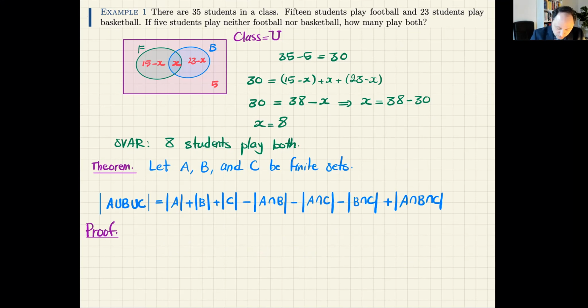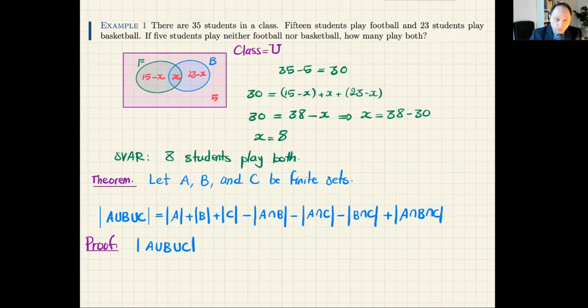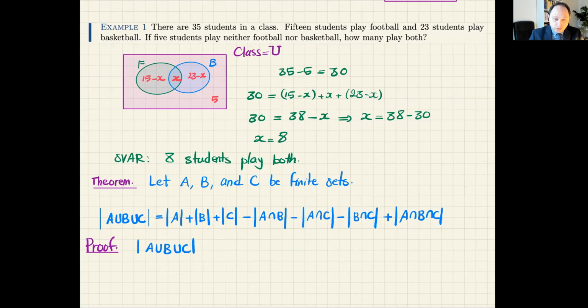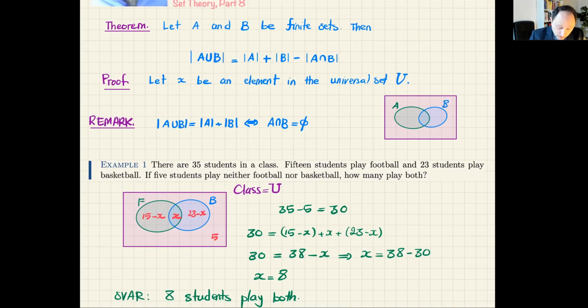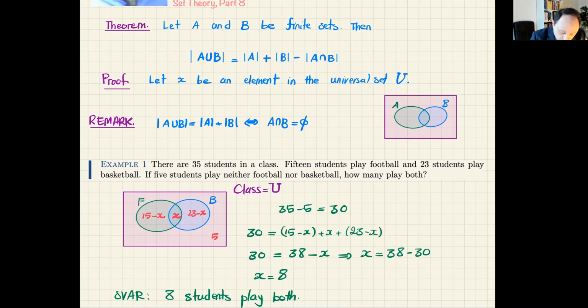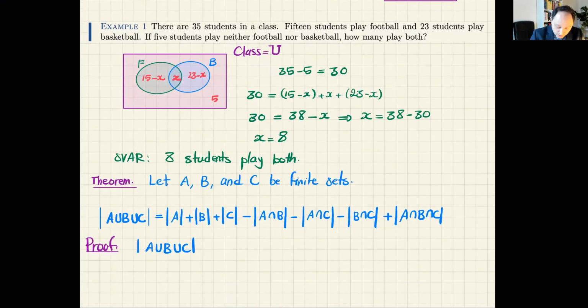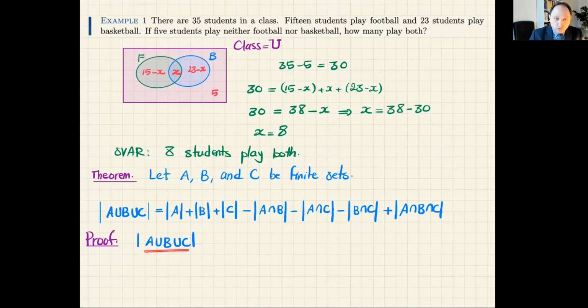I think the starting part shouldn't be hard, because you have enough experience by doing this. You see, here I have 3 sets. I want to find the cardinality of the union of 3 sets, but I know the cardinality of the union of 2 sets. Whenever this happens, I can view this union as the union of 2 sets by putting a pair of brackets around 2 of them.